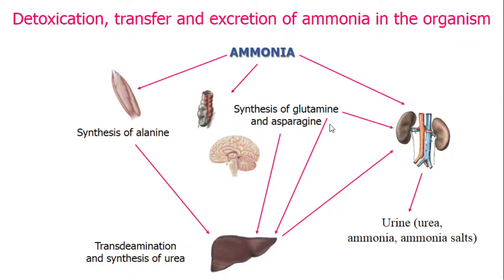Glutamine can also go to the kidney, where it will be the substrate for glutaminase to reveal free ammonia. This free ammonia, together with urea that is transported by blood from the liver to the kidney, and with ammonia salts, will be excreted in the urine. So this is a simpler scheme, and you can write it in your notes to understand the way of ammonia and to fix the names of the most important substances that we will discuss today.